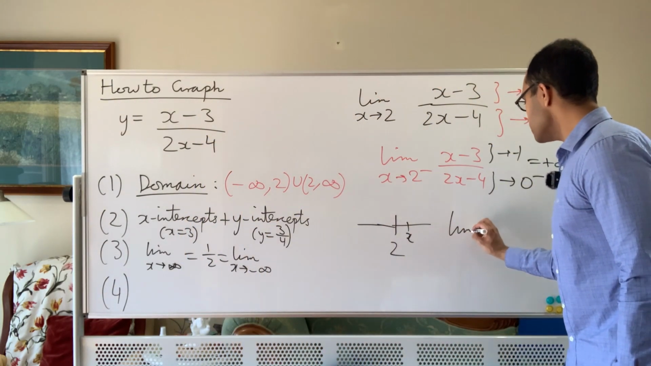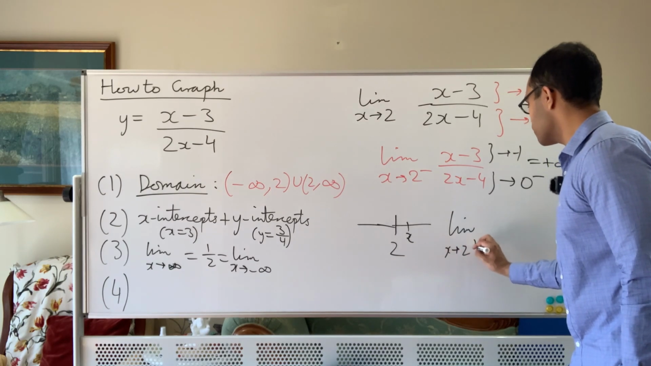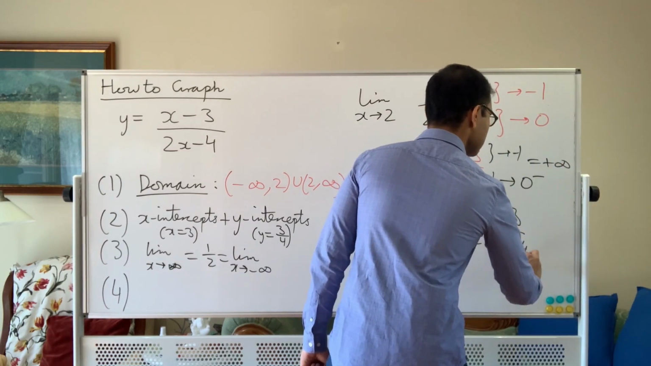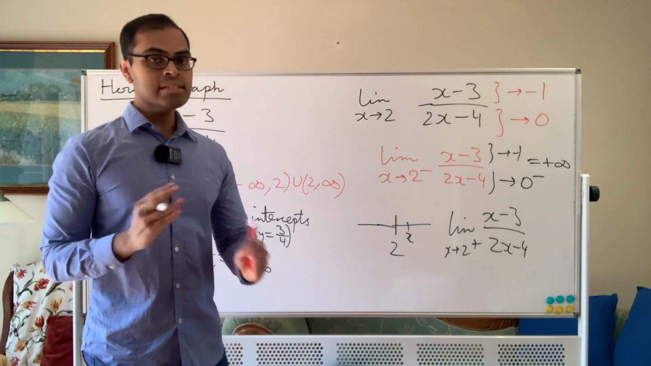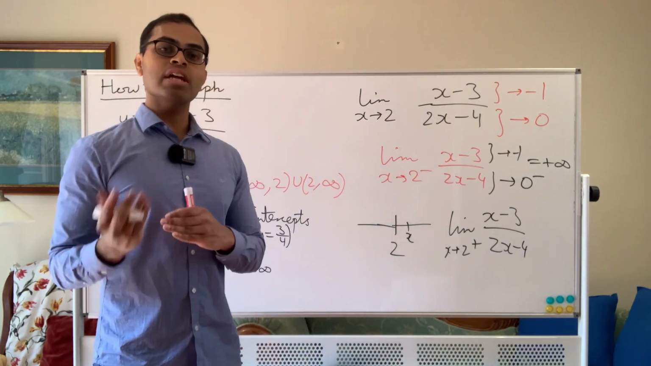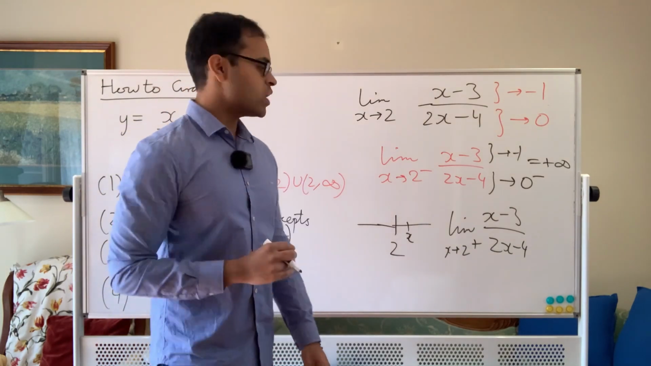Because here what you can do is say the limit as x approaches 2 from the right. Let's just walk through to make sure we really understand. (x minus 3) by (2x minus 4). If x is approaching 2 from the right, that means x is greater than 2. That means that 2x is greater than 4, so 2x minus 4 is greater than 0.